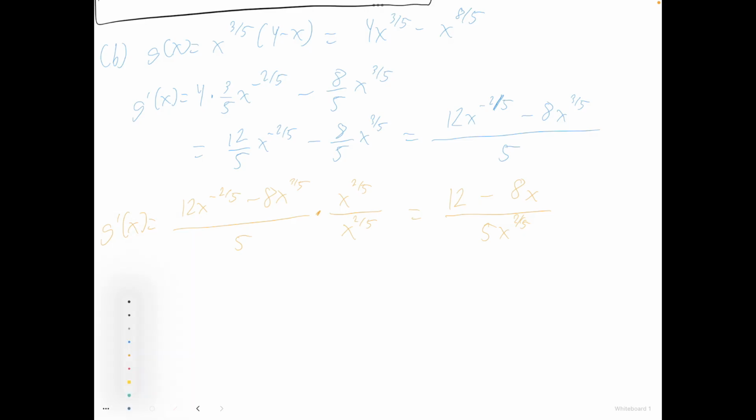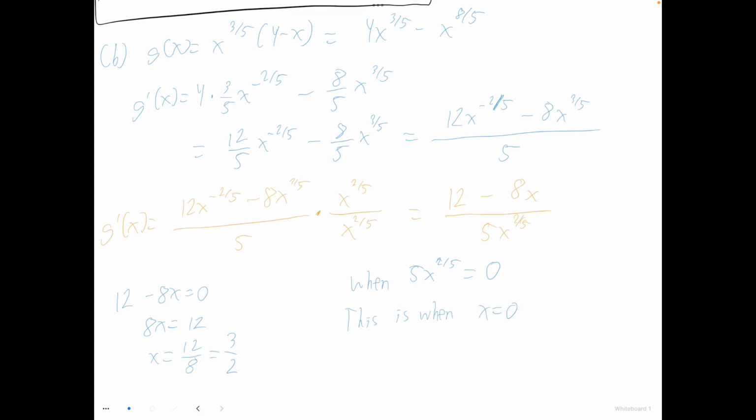And so now the critical points are points where this is either 0 or does not exist. So for this to be 0, the numerator must be 0. So we have when 12 minus 8x equals 0, then 8x equals 12, or x equals 12 over 8. And 12 over 8 is 3/2. So this function will be 0 at x equals 3/2. But notice that when 5x to the 2/5 equals 0, this function does not exist. So the derivative doesn't exist when 5x to the 2/5 equals 0, and this is when x equals 0.